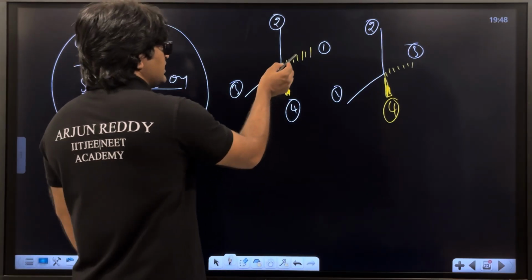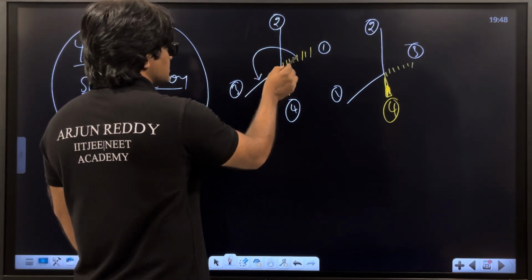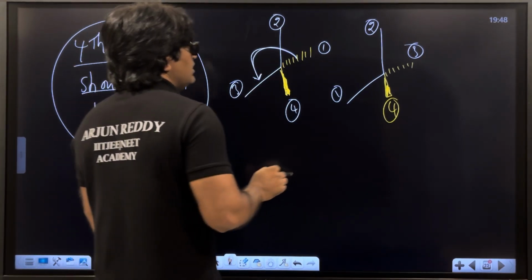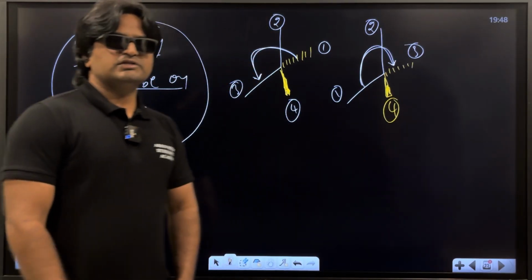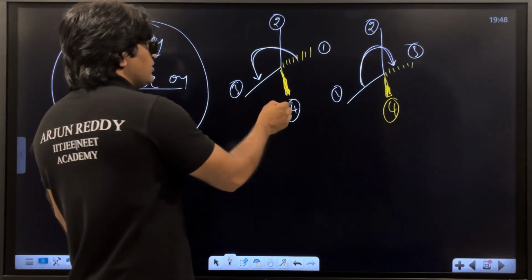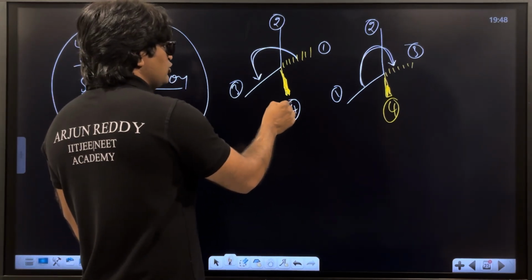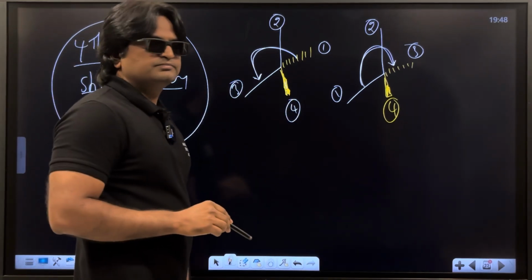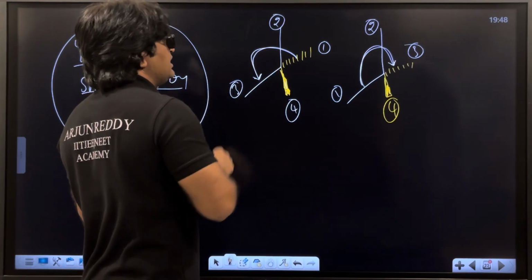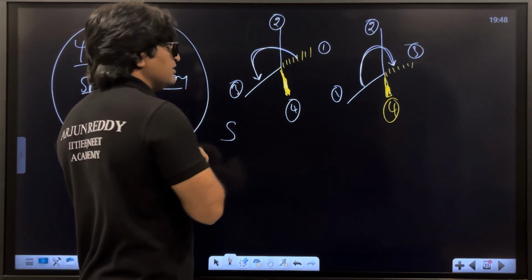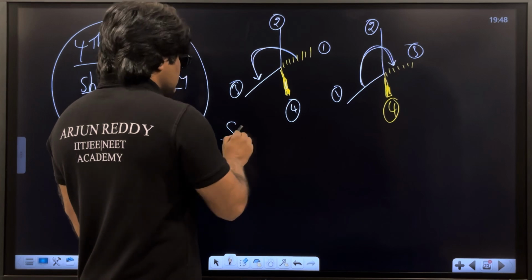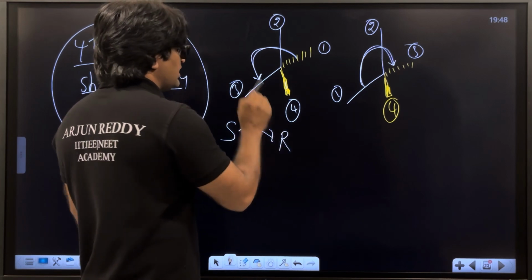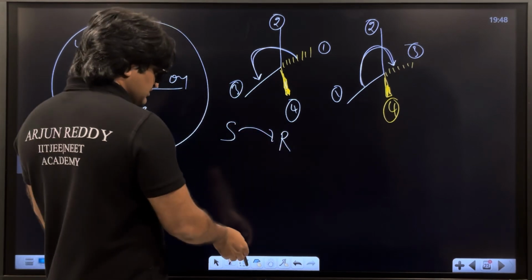Here what is the direction? Anti-clockwise direction is there. 1, 2, 3. And here 1, 2, 3 are in which direction? Clockwise direction or anti-clockwise direction? Clockwise direction. Okay. Now, if your least priority group is present on thick wedge and the direction is anti-clockwise direction, what is the expected configuration? Yes configuration. But here configuration is reversed. Now our configuration should be what? R configuration. That is a very important point.